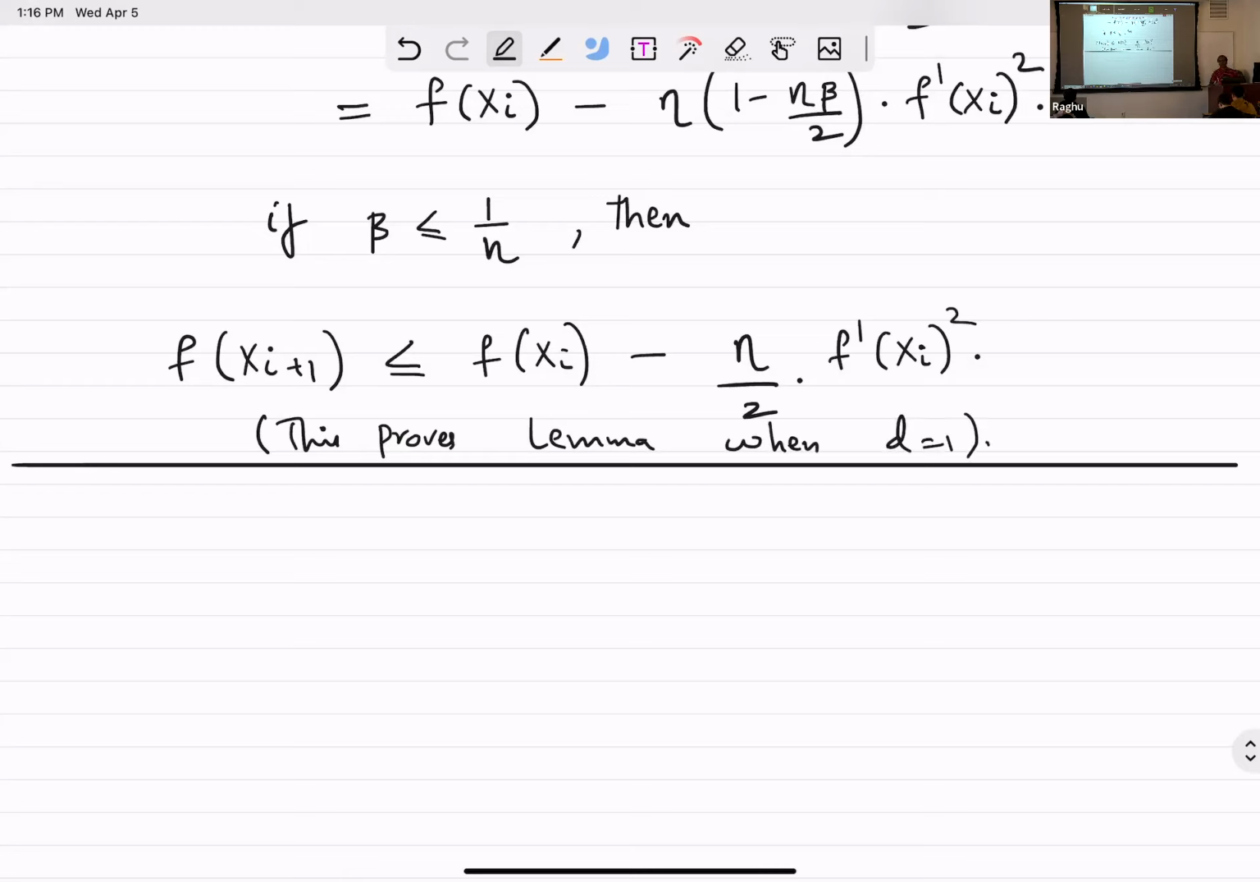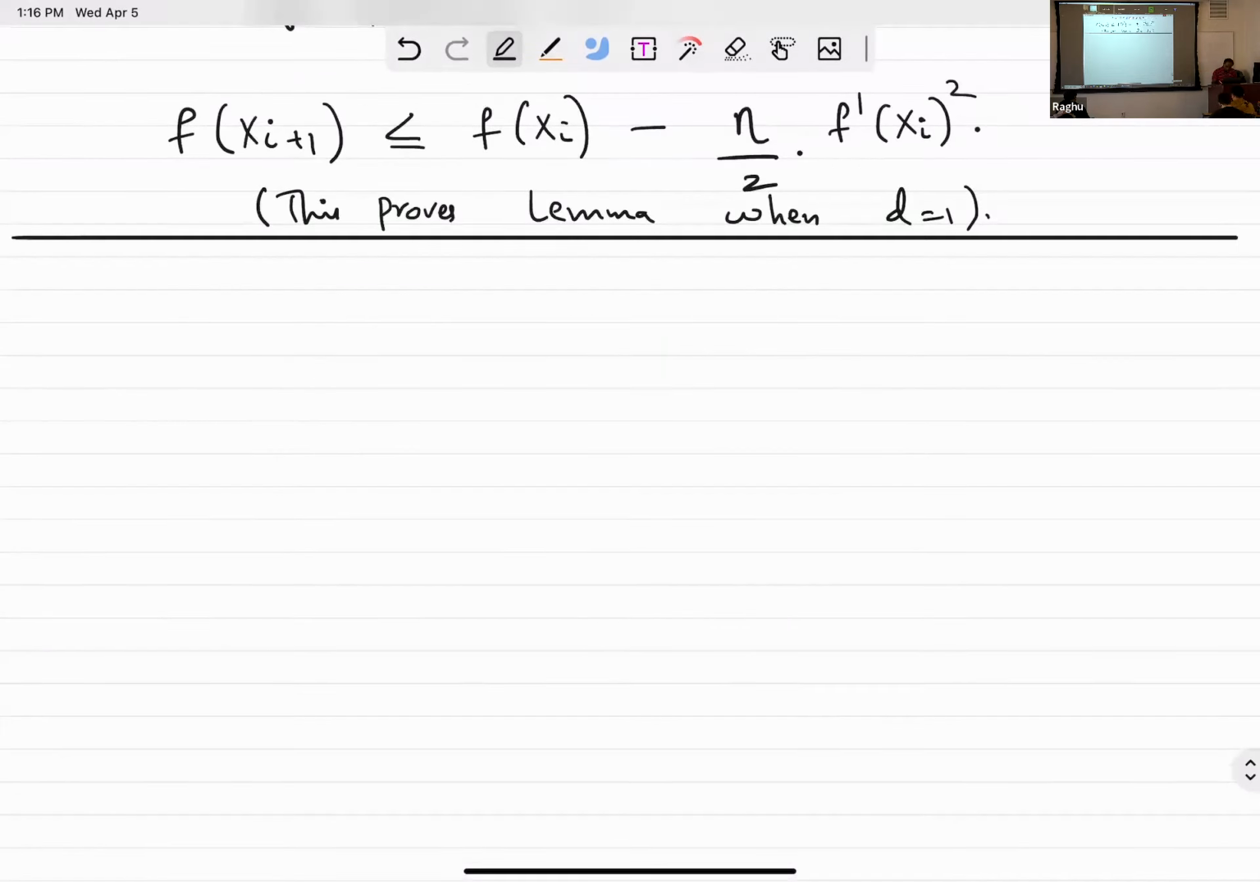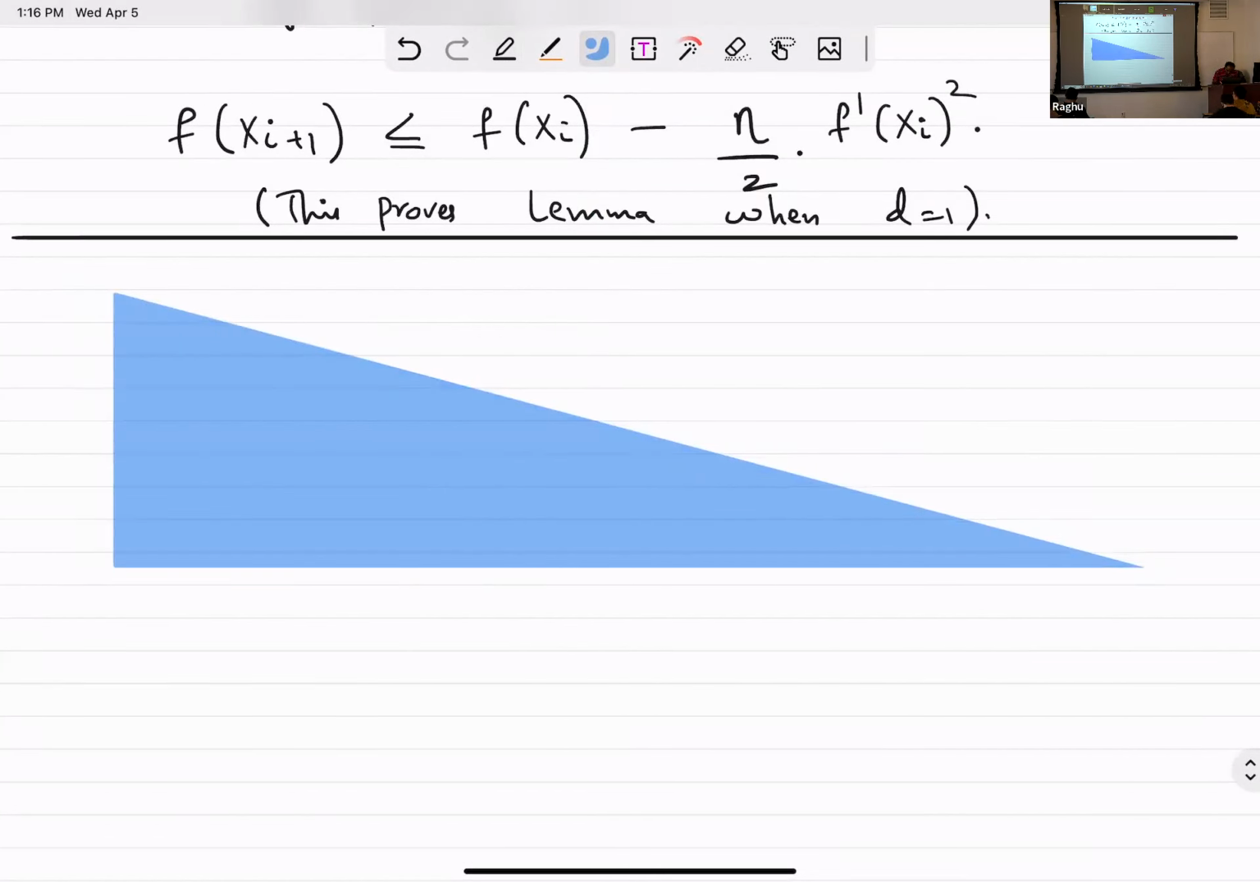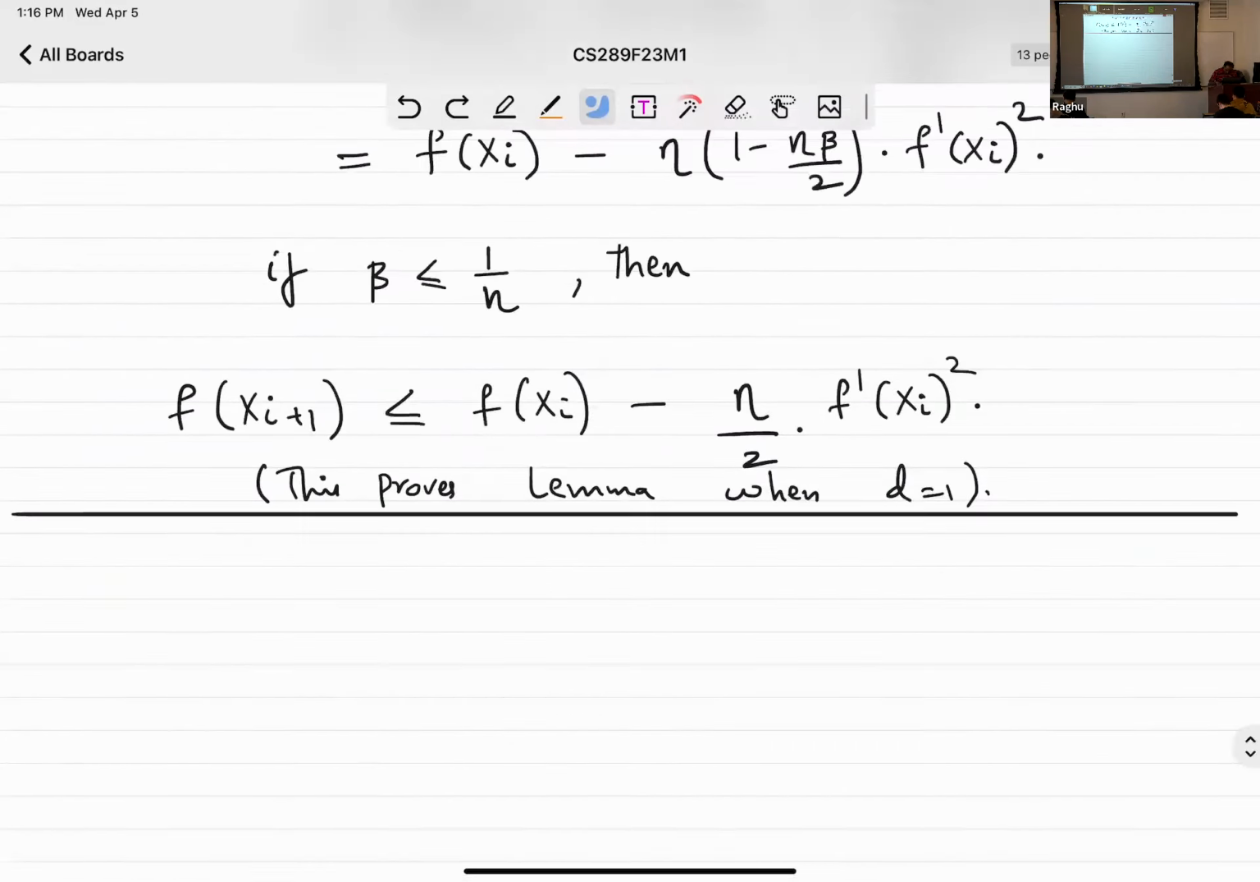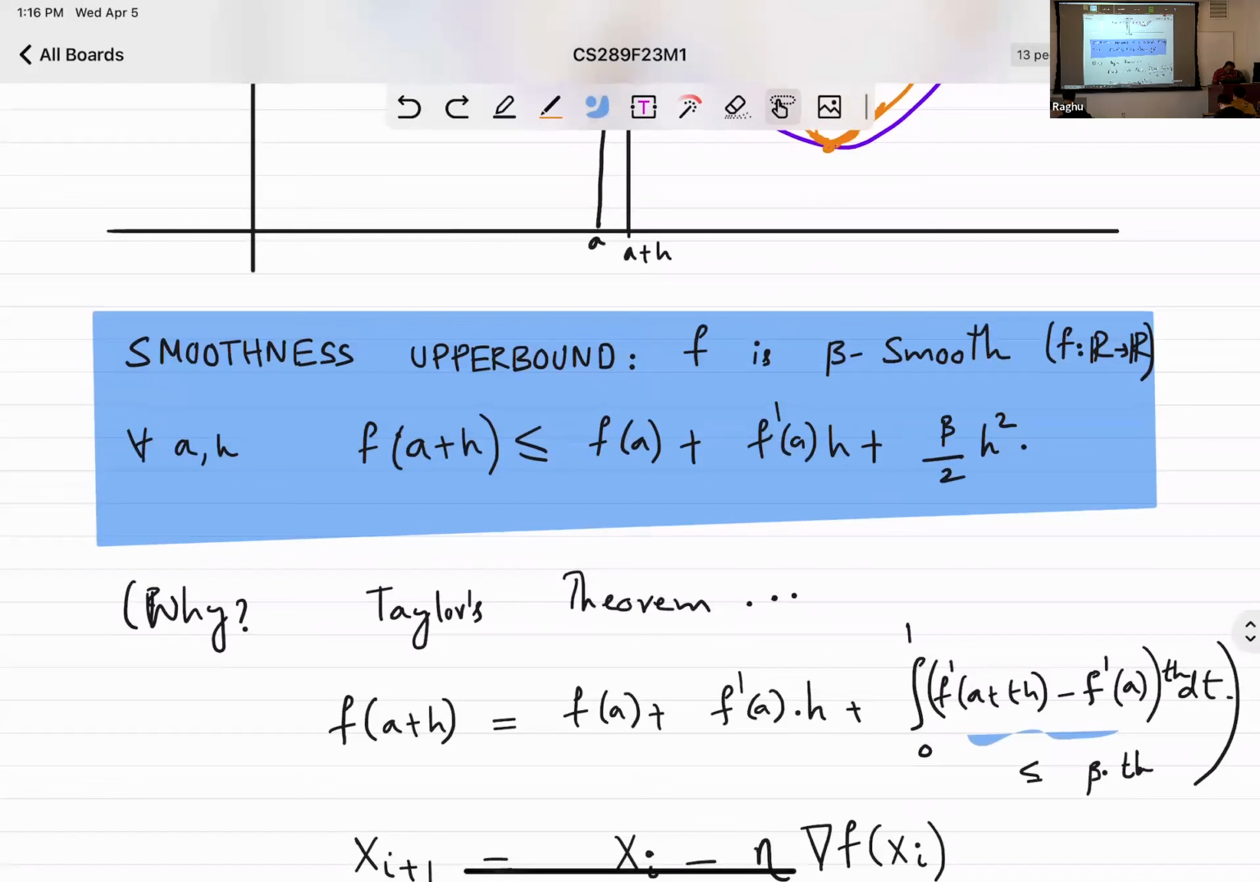In the general case, nothing really needs to change. We just need to make some adjustments to the claims. Let's take the smoothness upper bound and state it more generally for higher dimensional functions.